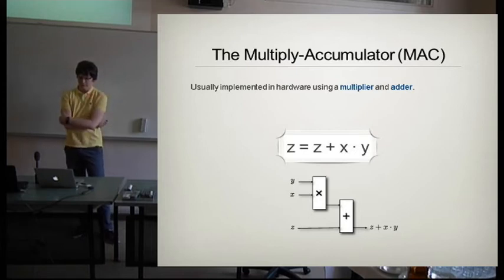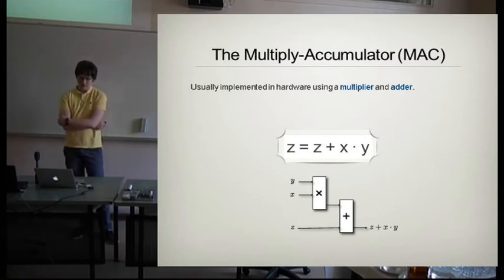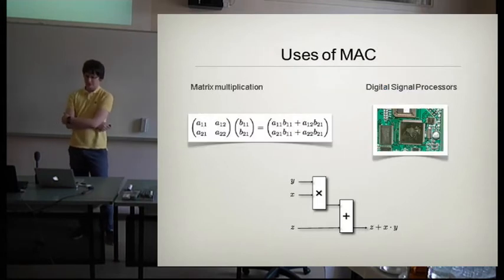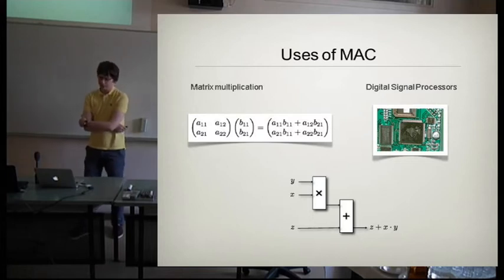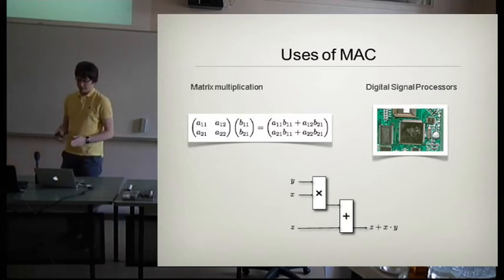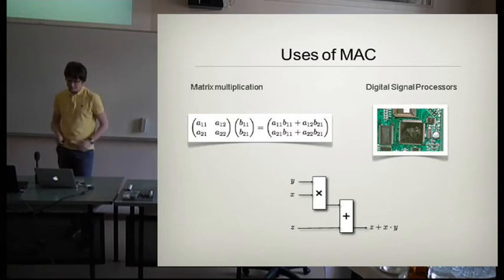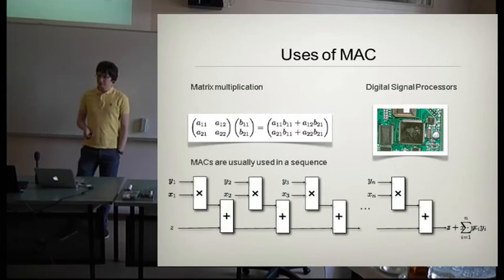And as for its applications, the most obvious application is matrix multiplication, which is widely used in many scientific codes, and also digital signal processors, which have implemented in hardware hugely parallel MACs to speed up their processing power. So they're usually used in a sequence.